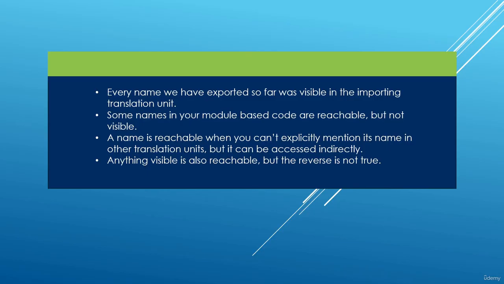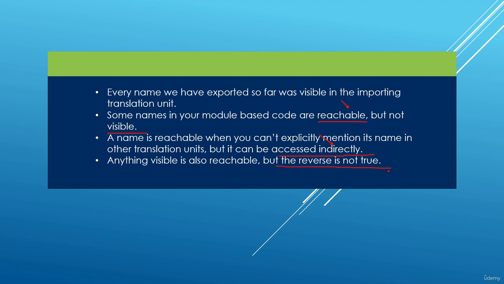Let's go back to the facts that we talked about earlier. Every name we have exported so far was visible in the importing translation unit. It was visible because types were explicitly exported from modules. Some names in your module-based code are reachable, as we just saw, but not visible. Point in our code here is reachable but not visible. A name is reachable when you can't explicitly mention its name. We can't mention point, but it has the possibility of being reachable in other translation units, because it can be accessed indirectly. We are accessing the point class indirectly through the auto keyword. Anything visible is reachable.